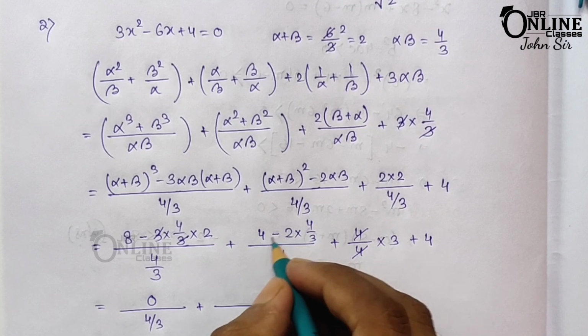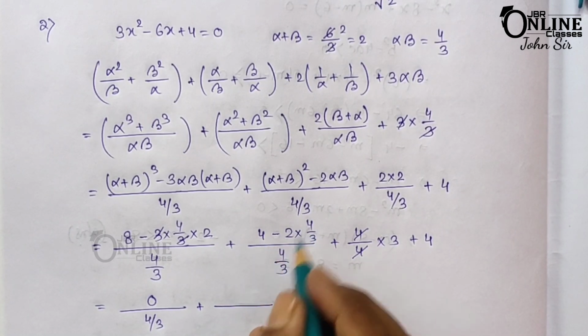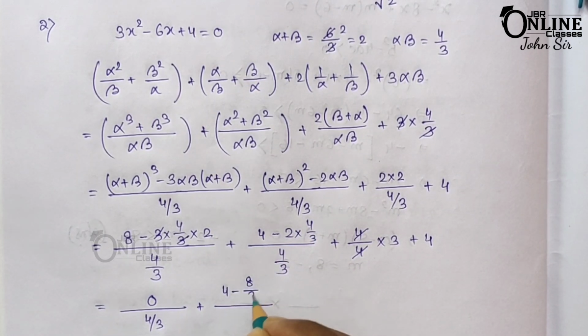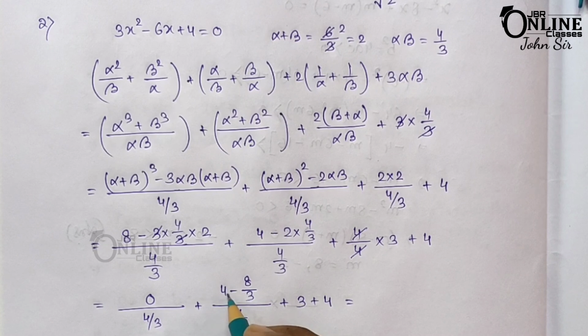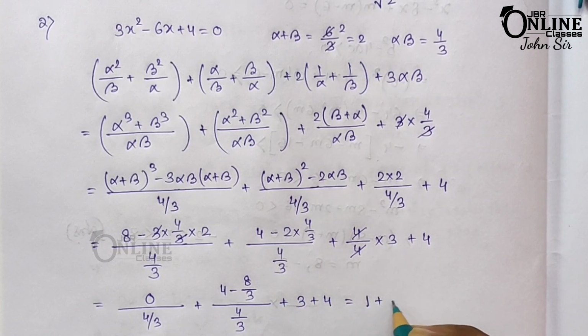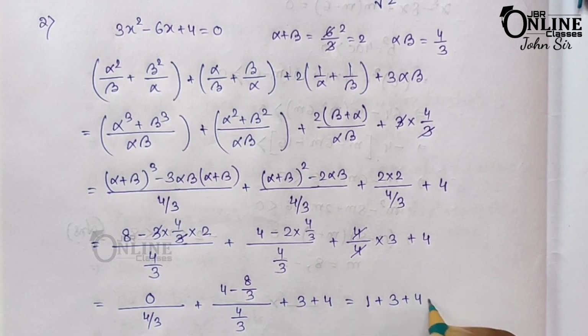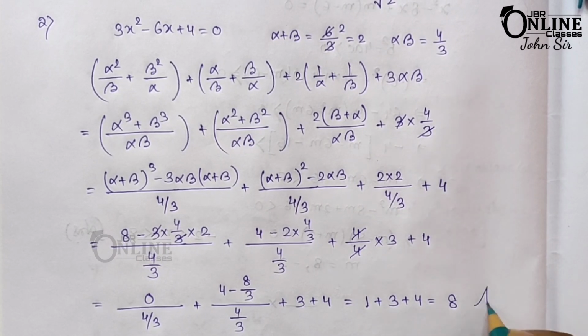Next one here 4, so 4 minus 8 by 3, this one 4 by 3. Now plus 3 plus 4. Okay, now this one will be 0, and here 4 minus 8 by 3, it will be 12 minus 8, that means 4 by 3, so 4 by 3 by 4 by 3, that equal to 1. So 1 plus 3 plus 4, that means 8 is your answer.